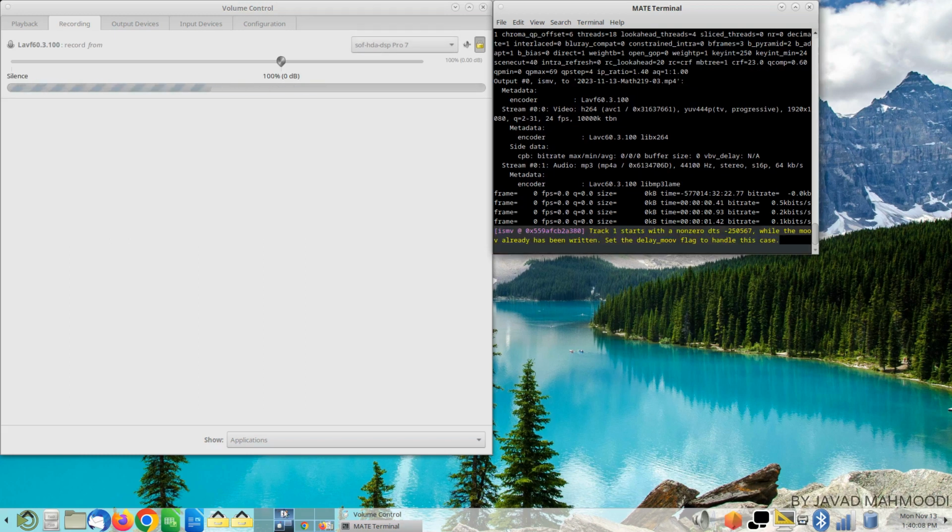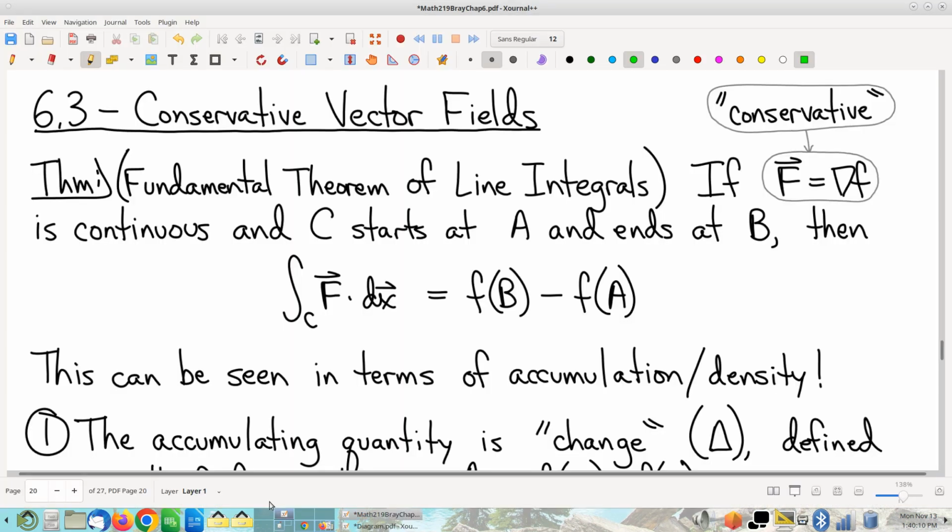Okay, so picking up where we left off last time, new section. We're going into section 6.3 now. It's about something called conservative vector fields. That's, I suppose, technically true. It's really not the focus of this section, depending on how you look at it, of course.